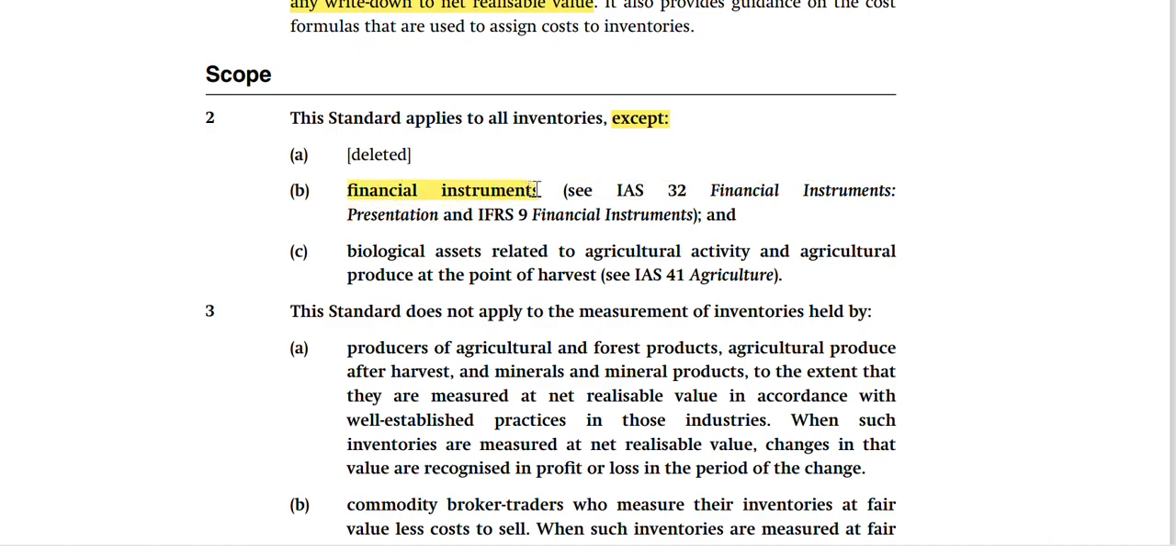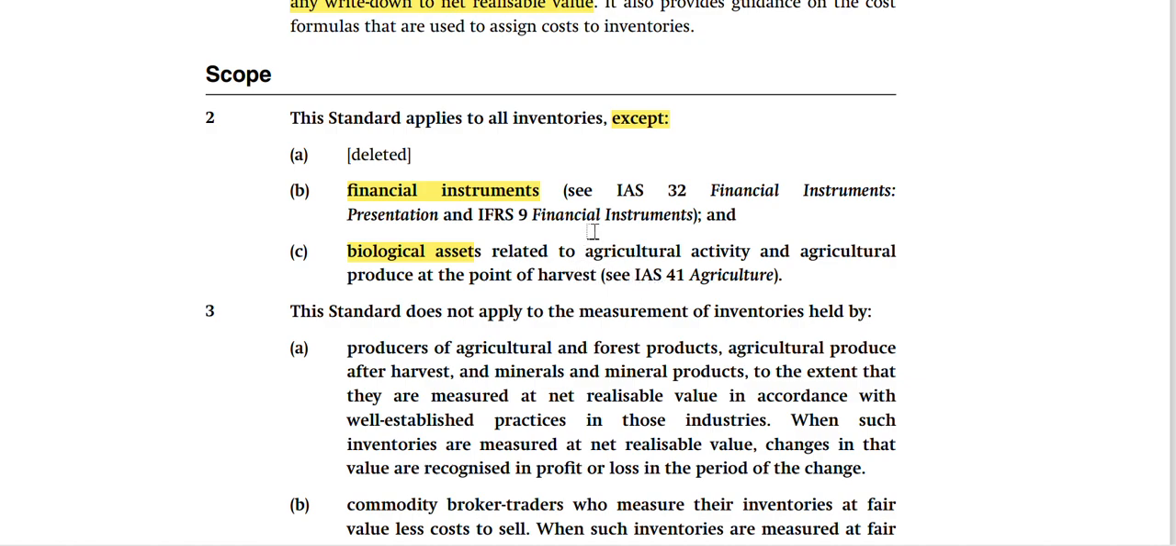So you need to put that in your summary to say the standard does not apply to the financial instrument, which is International Accounting Standard 32 as well as IFRS 9. So this standard doesn't apply to it, as well as the biological asset. The biological asset is related to agricultural activities and agricultural produce at the point of harvest. So it doesn't apply to the three main standards.